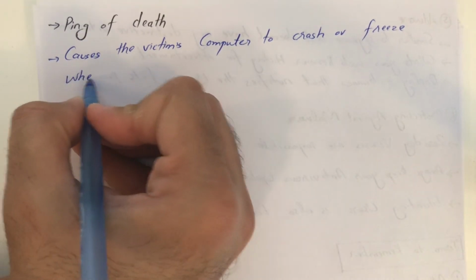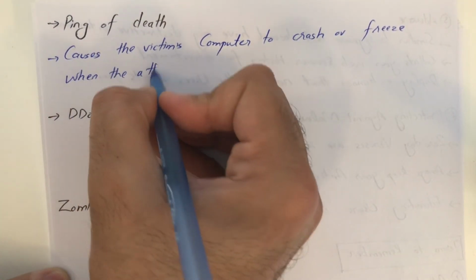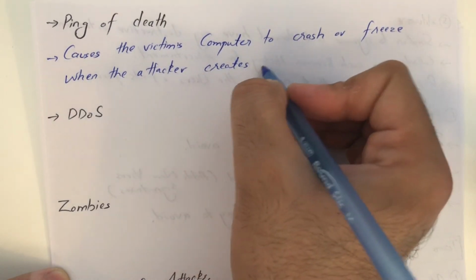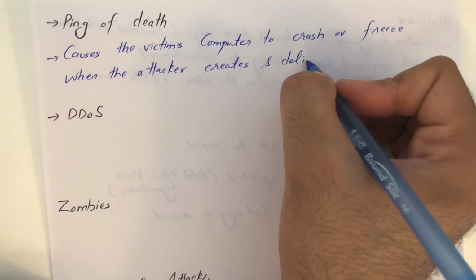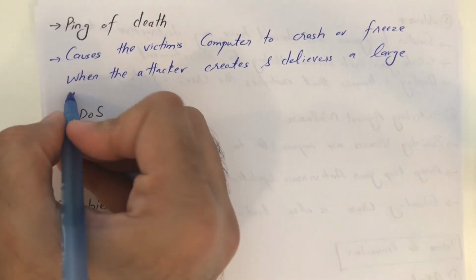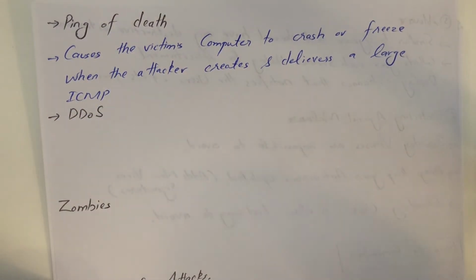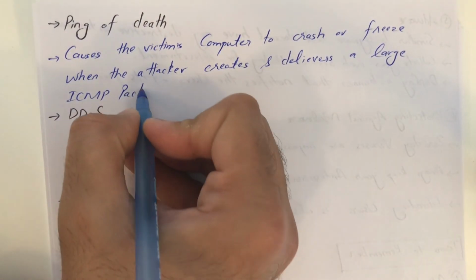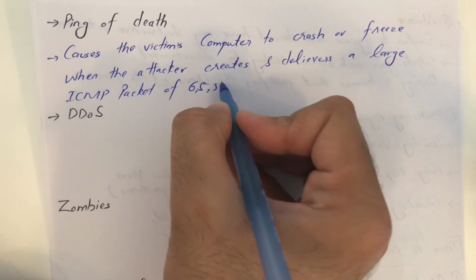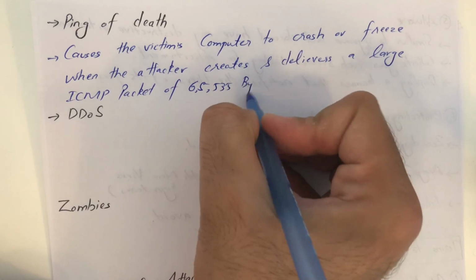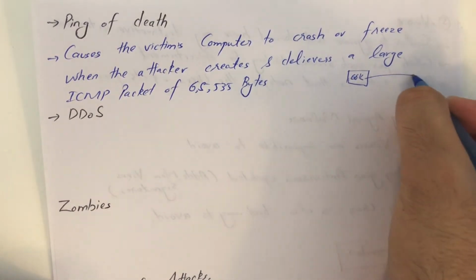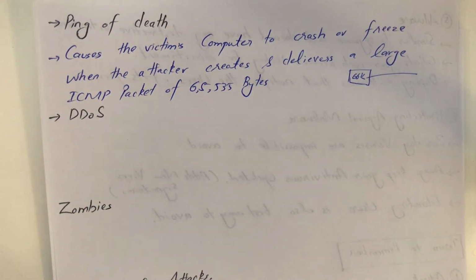So when the attacker creates and delivers a large ICMP (Internet Control Message Protocol) packet of almost 65,000 bytes. So basically, what the attacker does is prepare a packet of 66,000 bytes and send that ping packet to the victim's computer, and it gets overwhelmed.